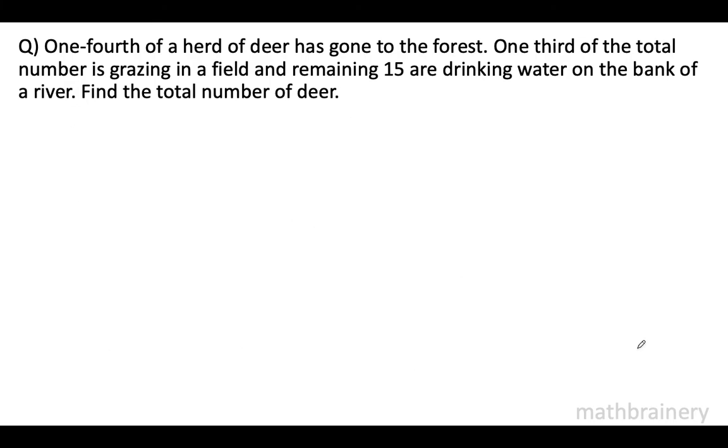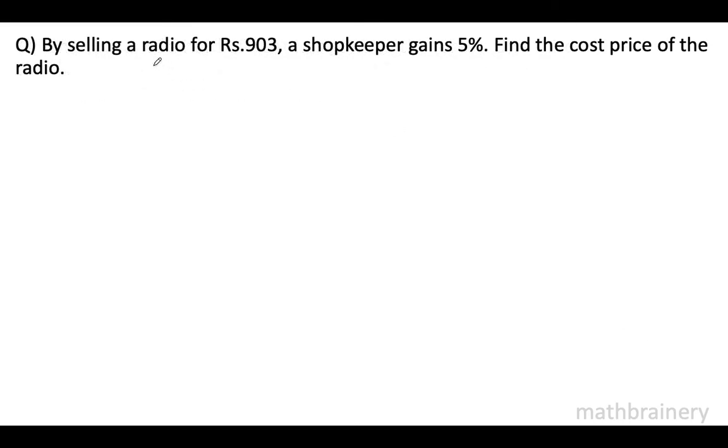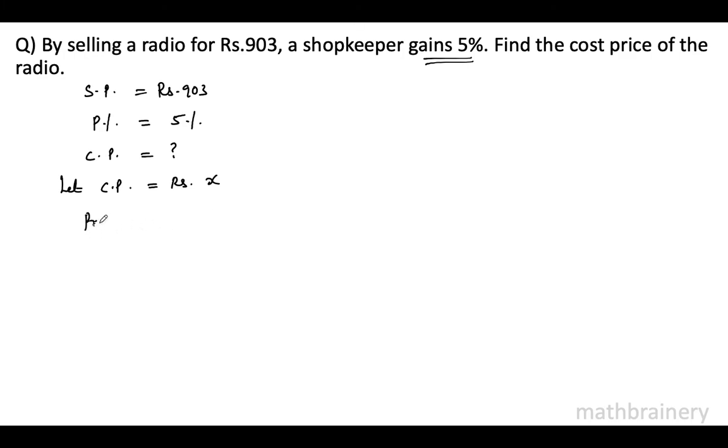Let's look at the next question. By selling a radio for 903 rupees, a shopkeeper gains 5%. Find the cost price of the radio. So what is the selling price of the radio? Selling price is 903 rupees. Profit percent is given to us as 5%. Gains 5% means it is profit percent. We are asked to find the cost price of the radio. So I'll assume the cost price of the radio as X rupees. Then what is profit? Profit is selling price minus the cost price, that is 903 minus X rupees.